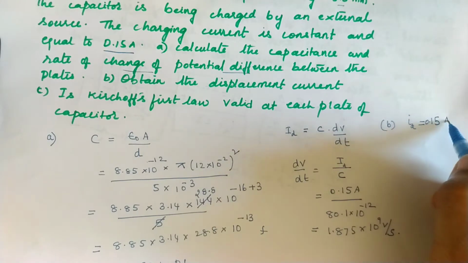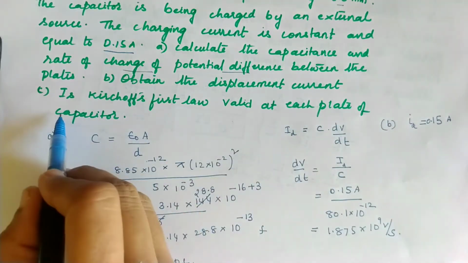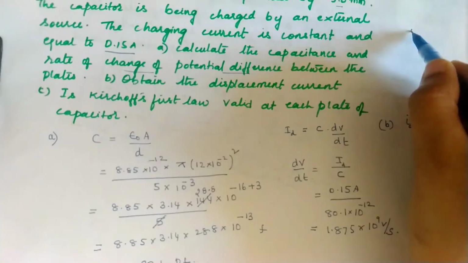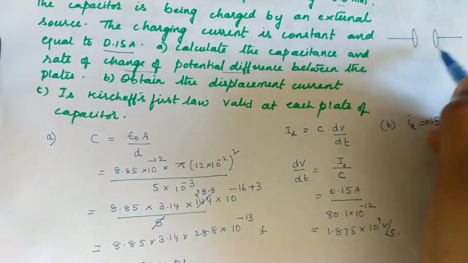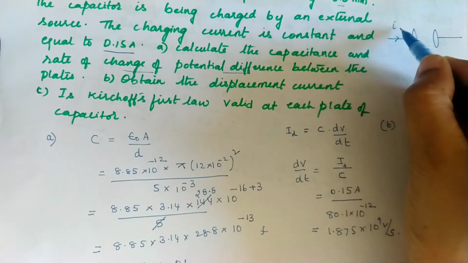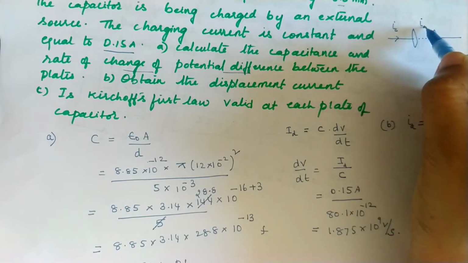0.15 ampere. Whatever is the charging current, the same will be the displacement current. Then C bit. Is Kirchhoff's first law valid at each plate of the capacitor? Yes, it is valid. Say if these are the two plates of the capacitor, it is still applicable. Till here we have displacement, conduction current. And between the plates of the capacitor we have displacement current.